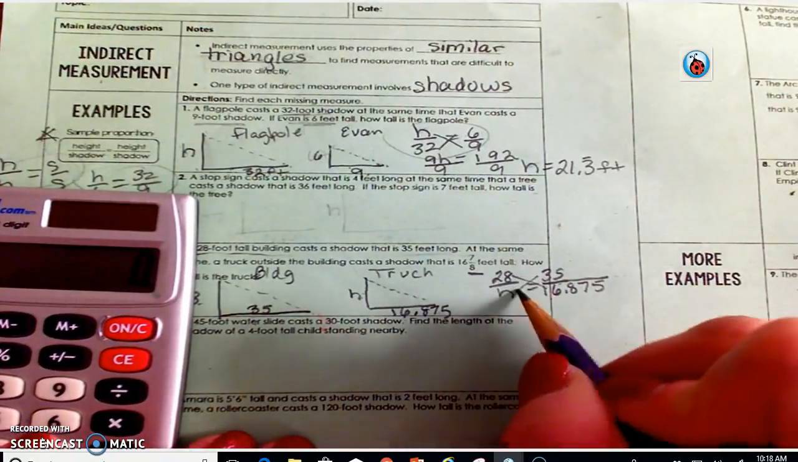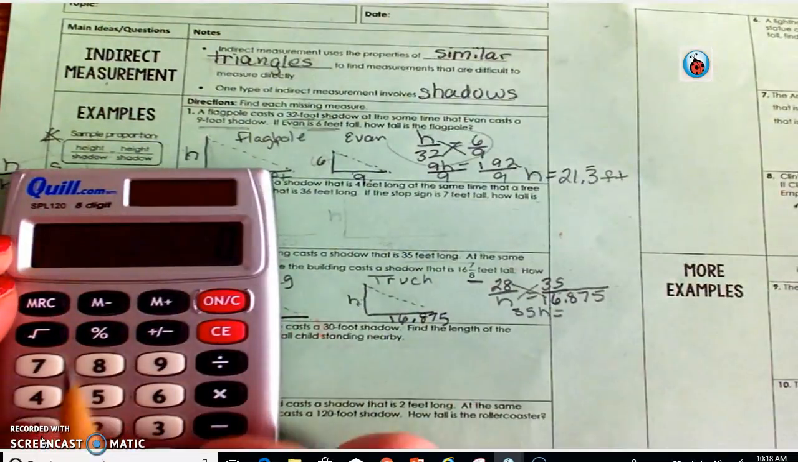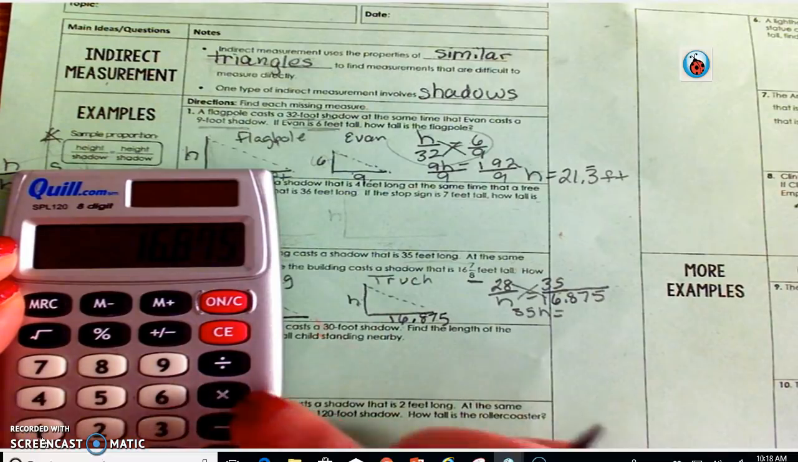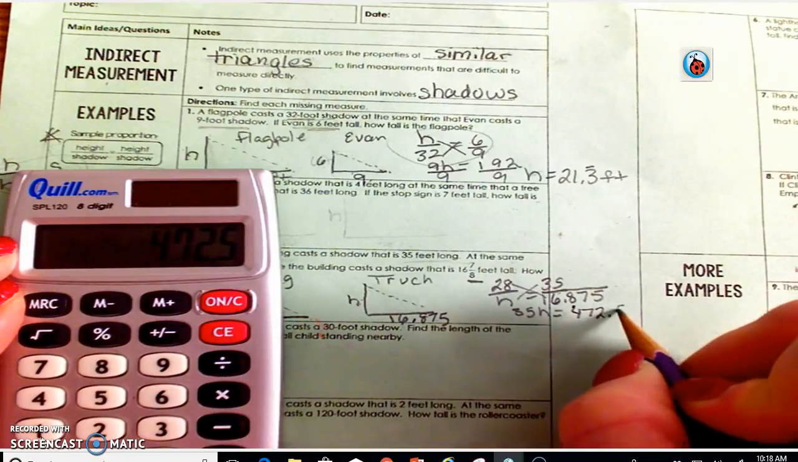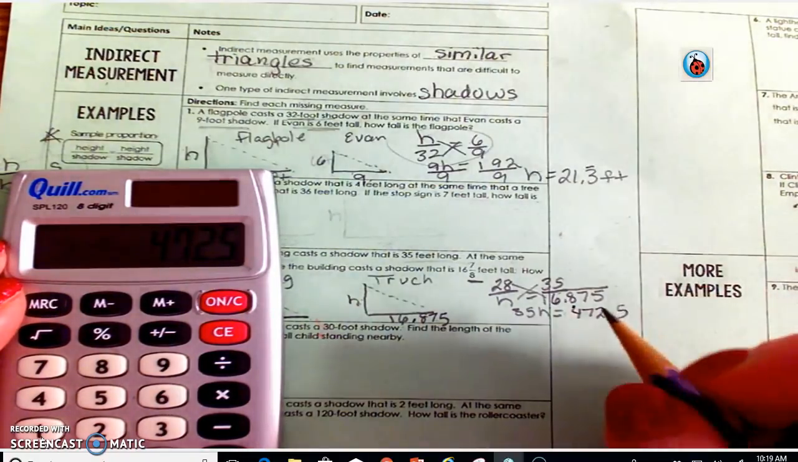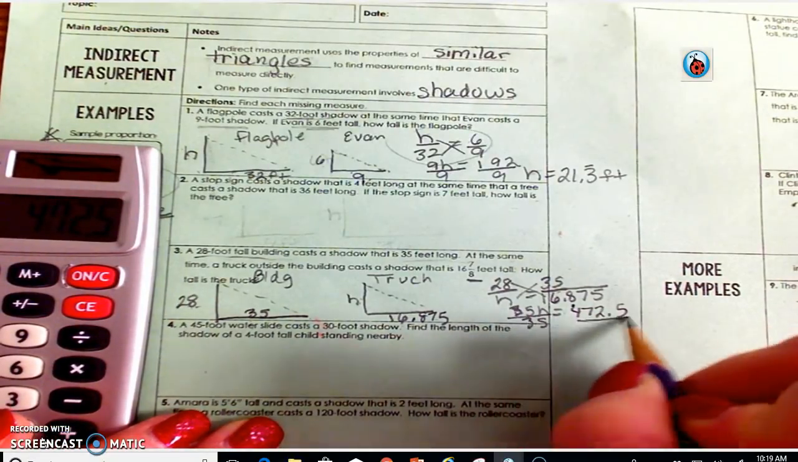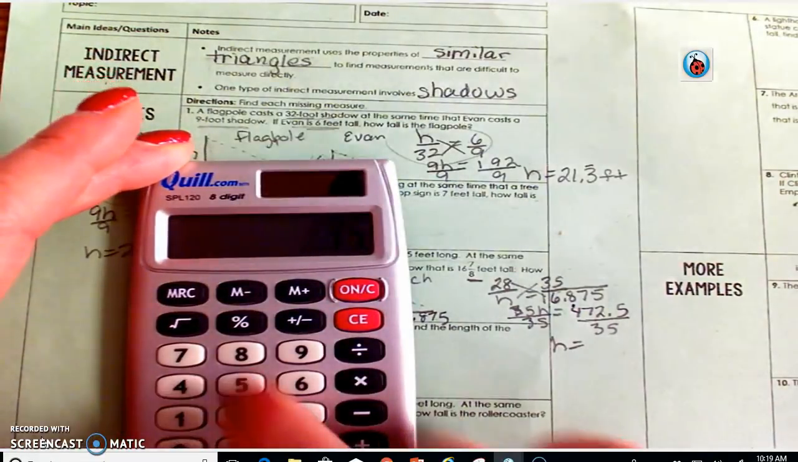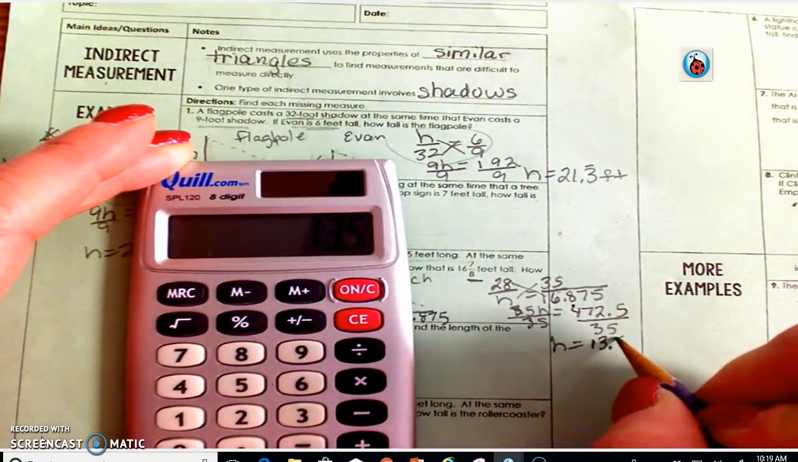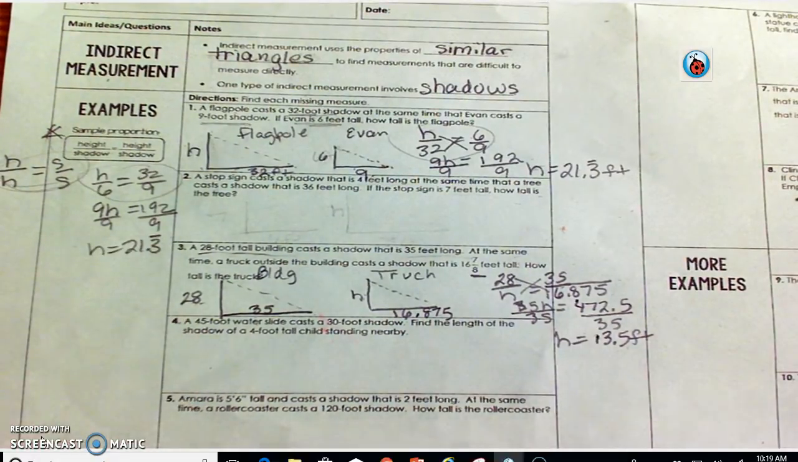And then when we cross multiply, we get 35h equals, and I'm going to multiply 16.875 times 28, and we get 472.5. And then we divide both sides by 35, and we get h equals 472.5 divided by 35. H equals 13.5, and that would be feet.